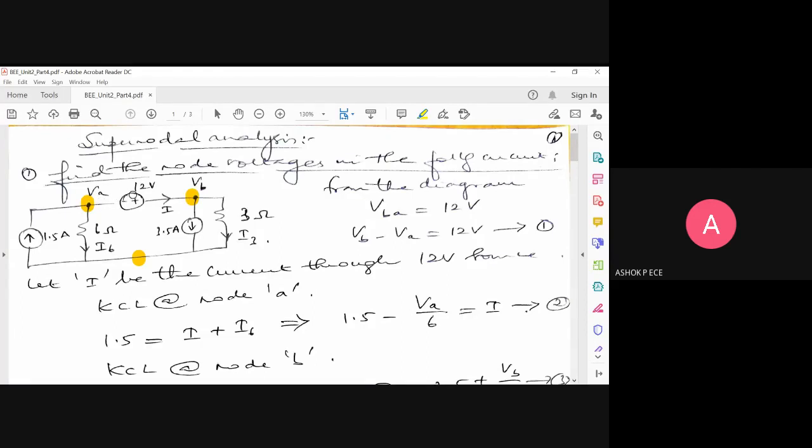Usually we'll be having a resistor here, right? But instead of having a resistor here, we are having a voltage source here. So these two nodes are going to be called super nodes. So what is a super node? A super node is a node which has a voltage source connected with some other node. So VA and VB are going to be called super nodes.